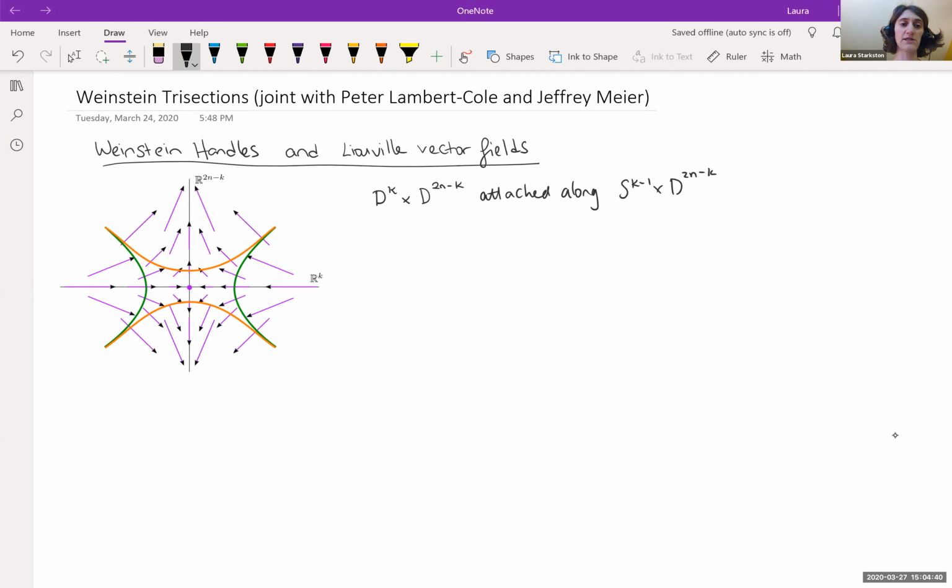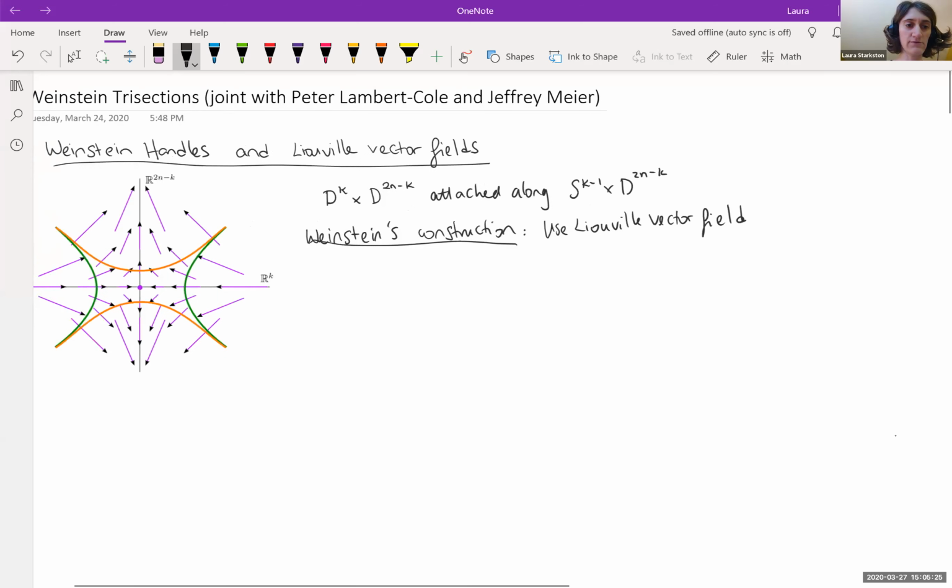In symplectic topology, in order to be able to extend the symplectic structure over successive handles, we need to keep track of some additional data. This was what Weinstein wrote down. Weinstein's construction was a way to ensure that you can extend a symplectic structure over a handle. The idea is to use a Liouville vector field to identify a collared neighborhood of the boundary.